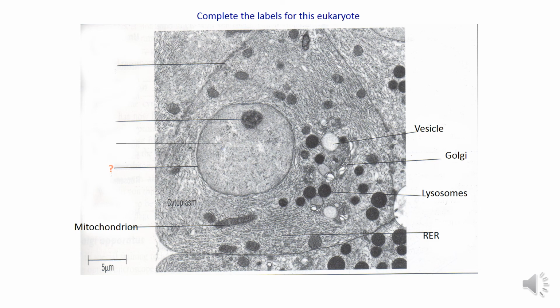Mitochondrion. Okay, these next ones should be quite straightforward for you. Nuclear envelope. Can't see the pores in it this time though. Nucleus. Nucleolus.